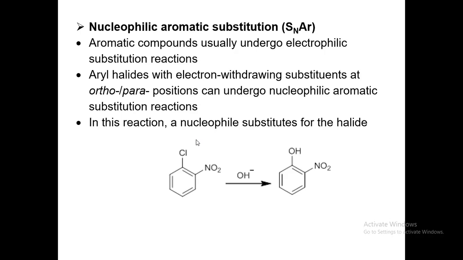So we need an aryl halide with an electron withdrawing substituent, and we have seen so many examples already, right? And it should be at the ortho or para position for this reaction to occur. Now we are seeing that in this reaction, the nucleophile substitutes the halide. So at the end of the reaction, as has been shown here, you realize that the chlorine is no more there, and the nucleophile coming in has replaced where the chlorine is. So it's a substitution reaction. This time around, we are not removing the hydrogen, we are removing the halogen. Very important.